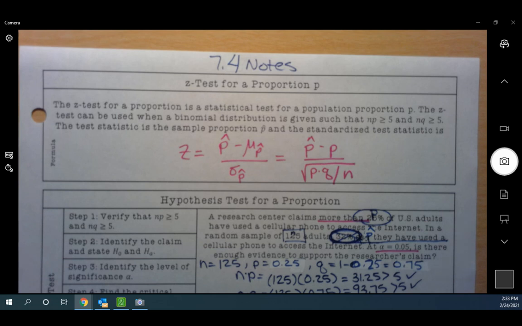But if it says yes, np is bigger than 5, nq is bigger than 5, then you can go on and continue the test. So when you're writing up these assignments, you have to make sure to state what the n times p is and the n times q is.